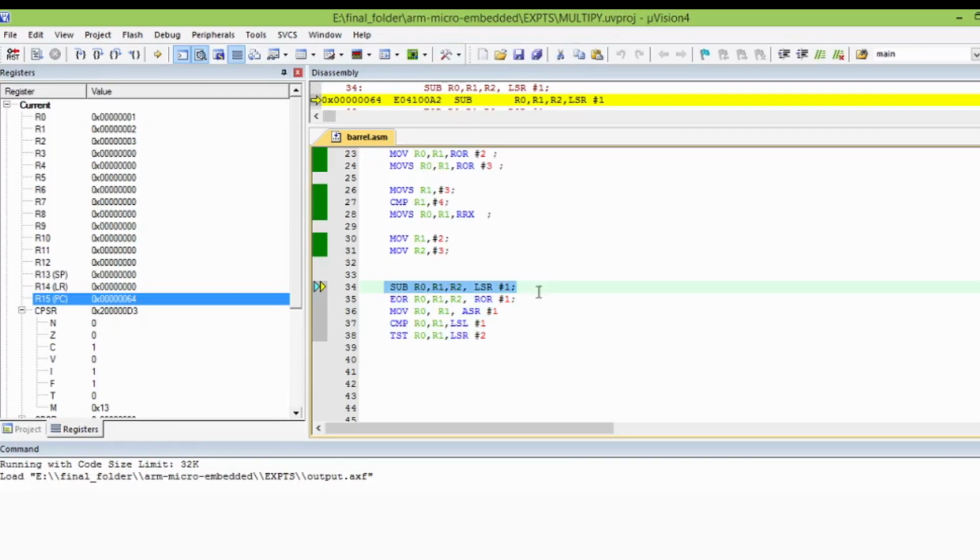Let's start with the very first one, which is subtraction. We are performing logical shift right on the content of R2.